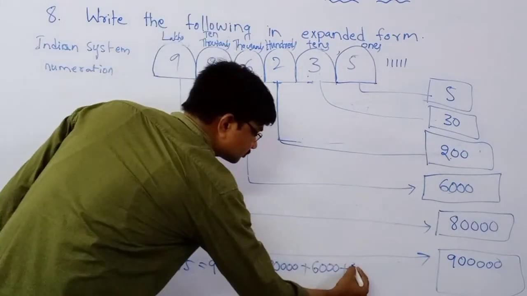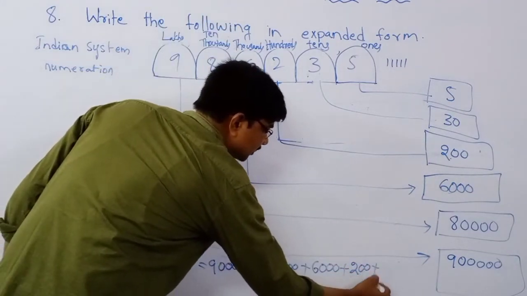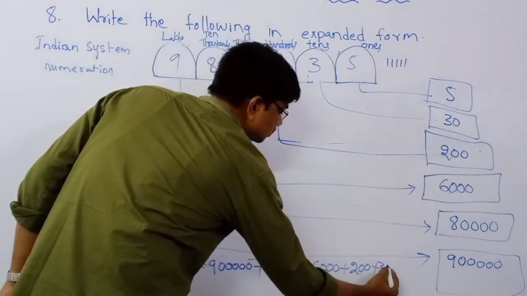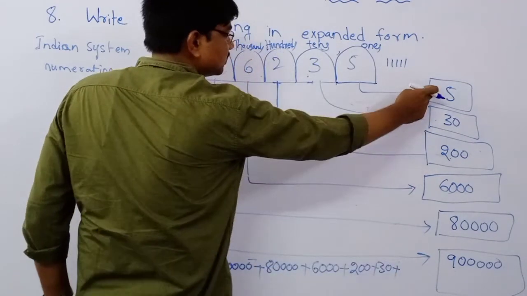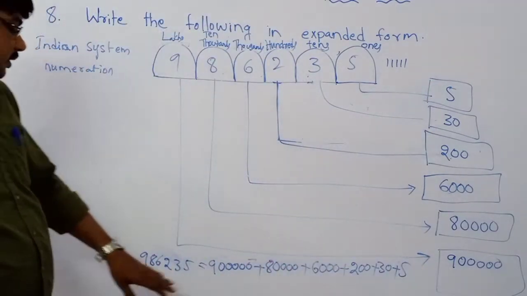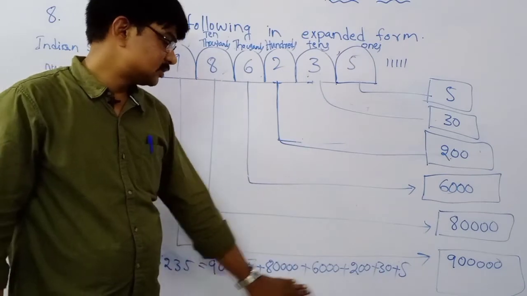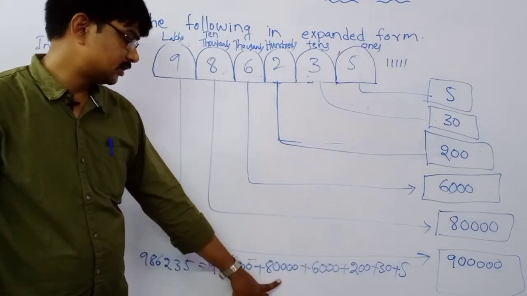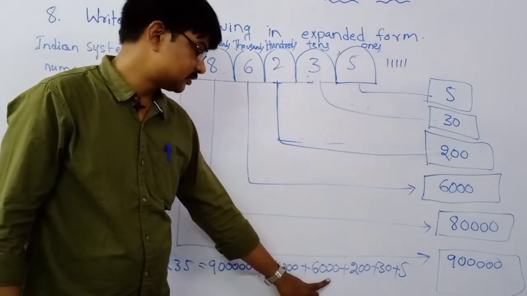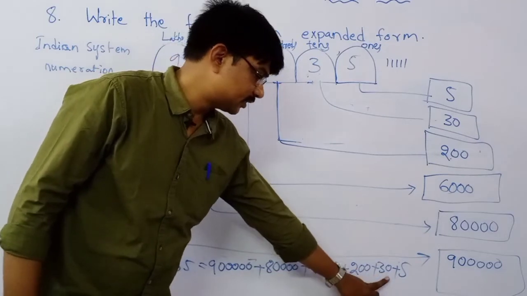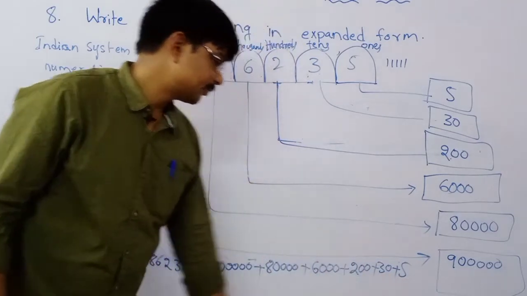200 plus what is here? 30. 30 plus what is here? 5. So writing the expanded form is finished. 9 lakhs plus 80,000 plus 6,000 plus 200 plus 30 plus 5.